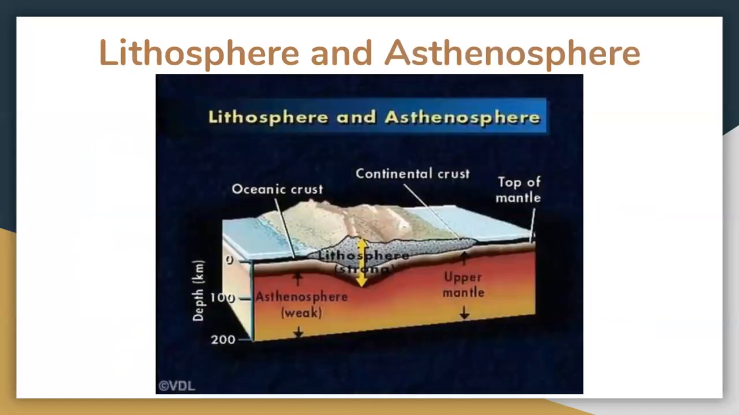So here's a diagram to kind of show you these two things here. We have the lithosphere here at the top. You'll notice that in the continental areas, it gets thicker than in the oceanic areas. And then below that, you have the softer, weaker portion of the mantle called the asthenosphere.